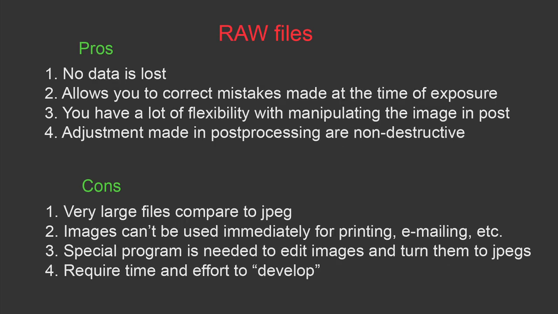The main advantage of RAW is that because RAW is an uncompressed file, no data is lost. That's why RAW will allow you to correct mistakes made at the time of exposure. For example, if your exposure is not right, a RAW file will allow you to correct that exposure plus or minus almost 2 stops, while with JPEG you will have some problems with that. And you will have a lot of flexibility in manipulating your images in post-production with RAW.